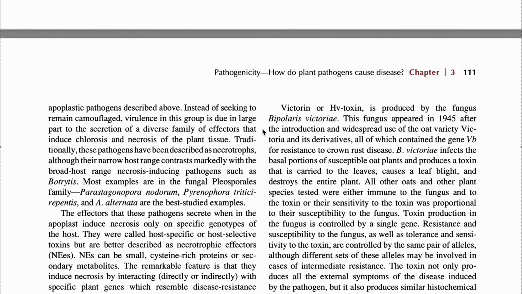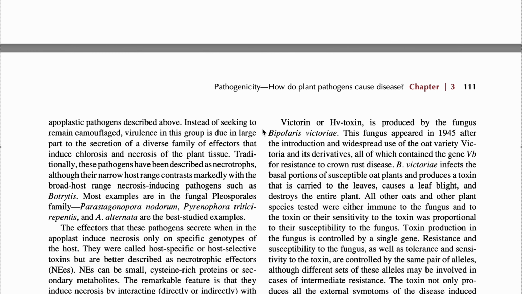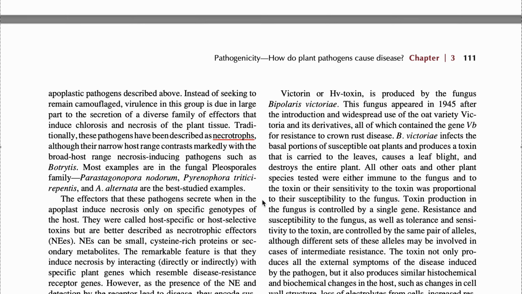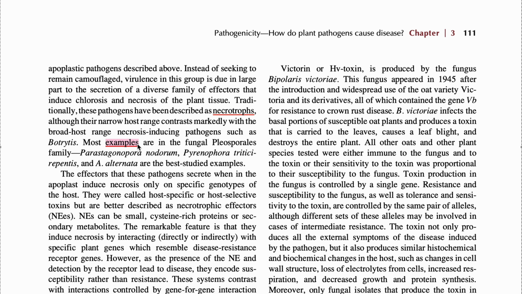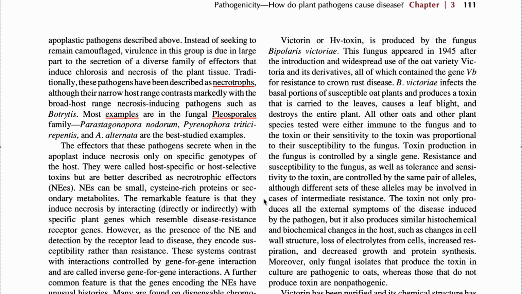So this type of pathogen kills the plant cells, and after killing the plant cells, they feed on those dead and decaying cells. That type of pathogen is called a necrotroph, right? We have seen it some time before. They are necrotrophs. Some examples of those are present in the Pleosporales family.